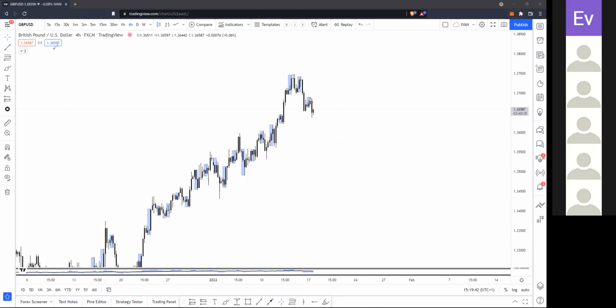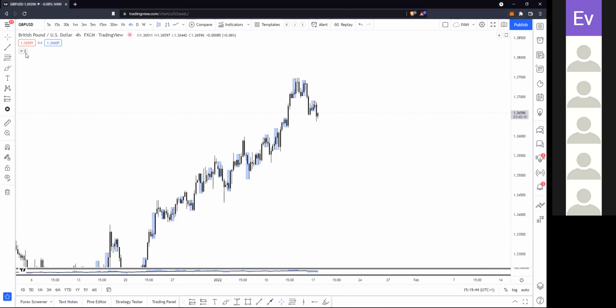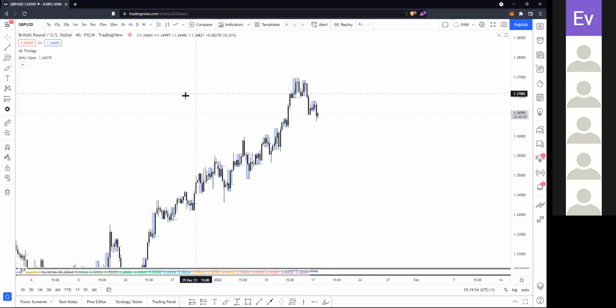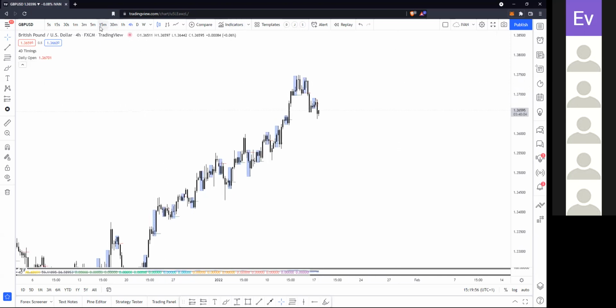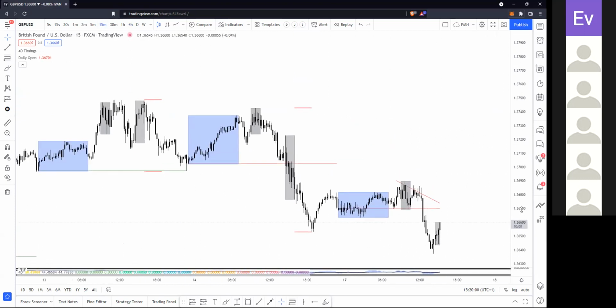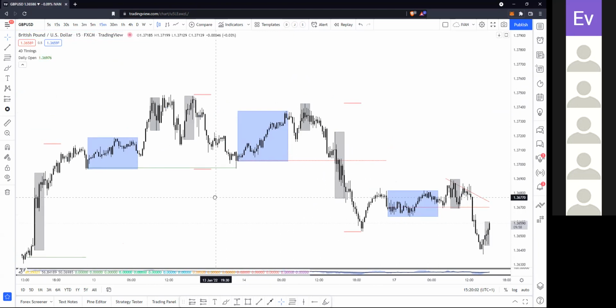I'll show you what we mean by daily open, because it's pretty much the same. Wait, let me just find the daily open indicator. There it is. All right, let me go to a lower time frame. Daily open is the same thing. Daily open has to be cleared out. You can see, where are my annotations?